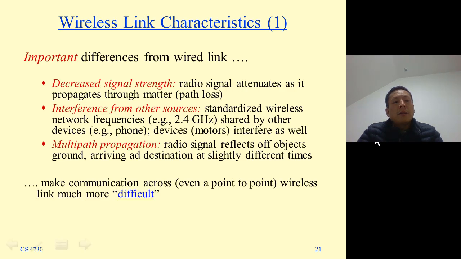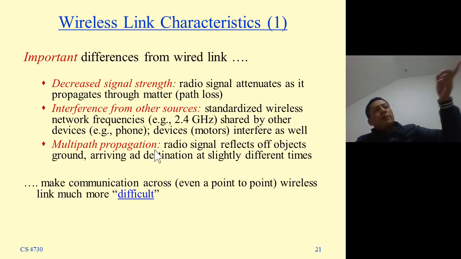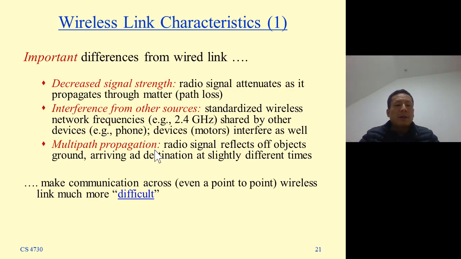And also, for wireless, it's very common that multipath propagation exists. For example, when you transmit a signal, it can arrive directly, or it can be reflected. It can be going from different directions, right? So basically, you're getting multiple copies of the same signal. You need to make sense out of this combined signal. This all makes wireless connections much more difficult. Okay.